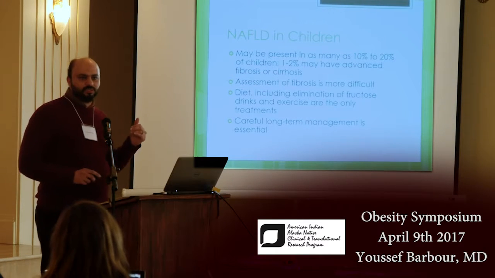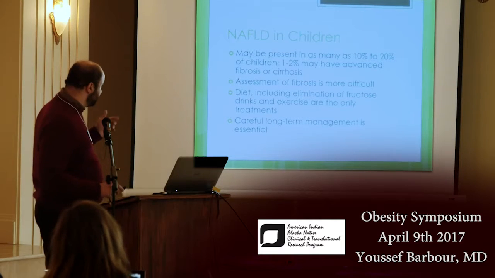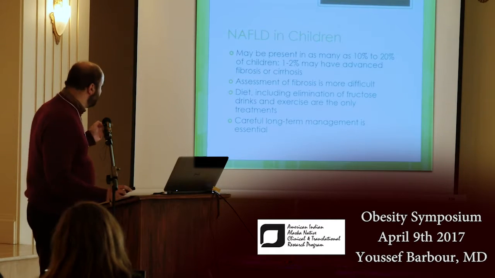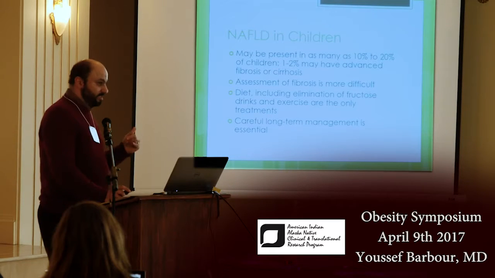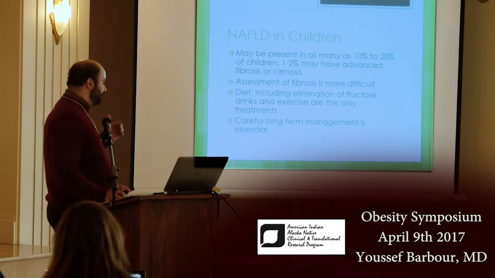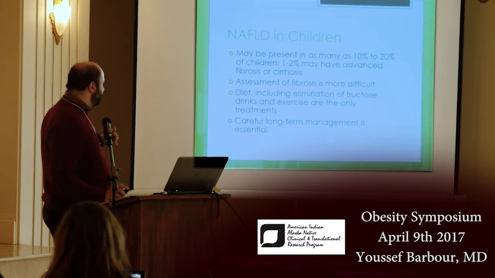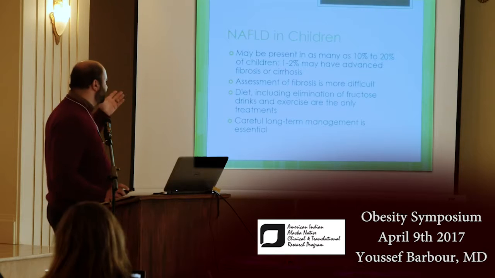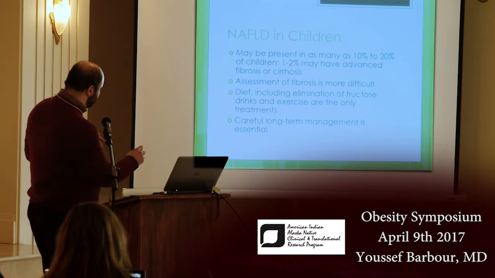Obviously, just like you mentioned for metabolic syndrome and obesity in children, similarly with NAFLD among children, as many as 10 to 20% of children may have it, and 1 to 2% may have advanced fibrosis or cirrhosis, and we have seen patients in their 20s already having really bad fibrosis. And here, fibrosis is very difficult; for diet, you would probably approach it the same as you would children with obesity anyway.